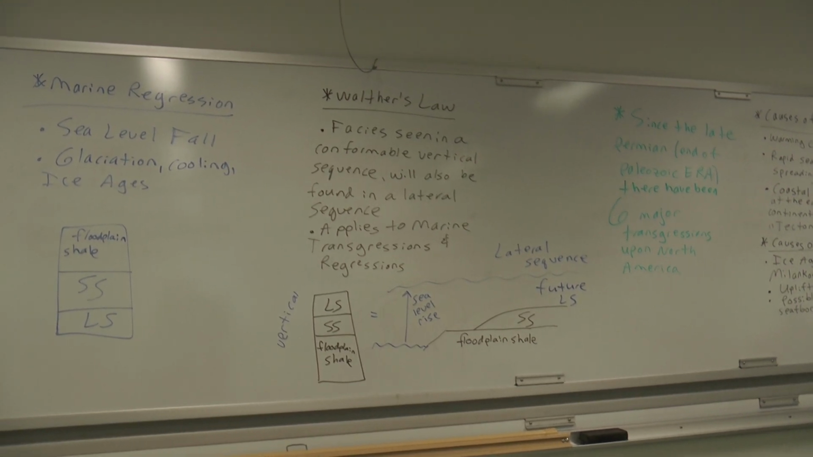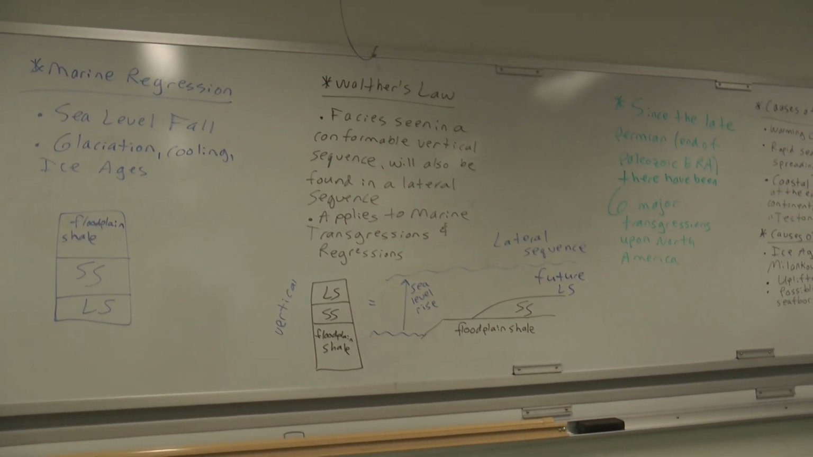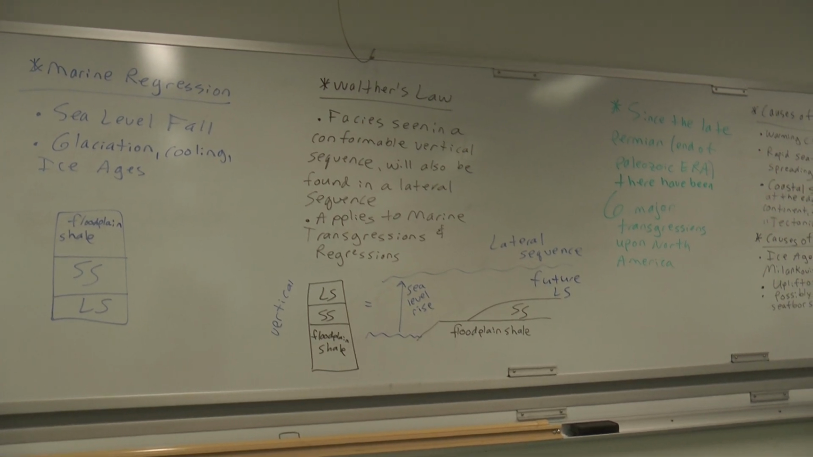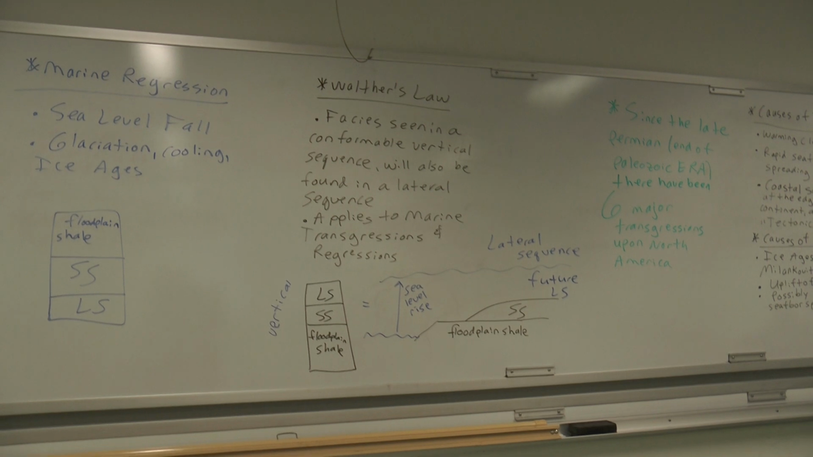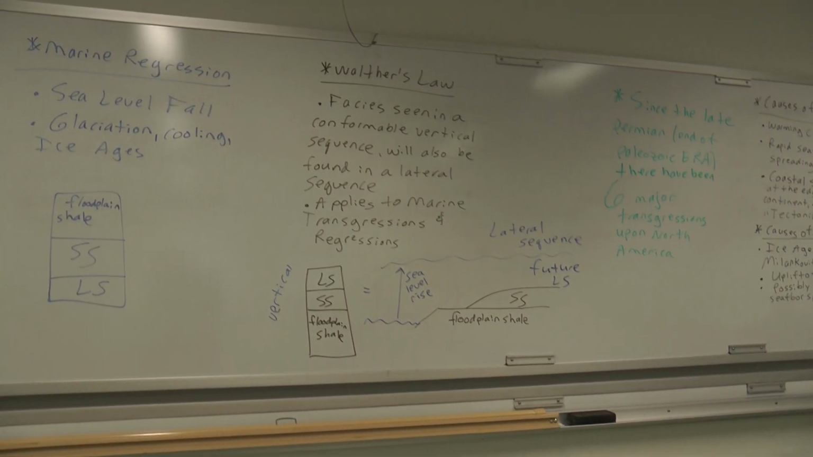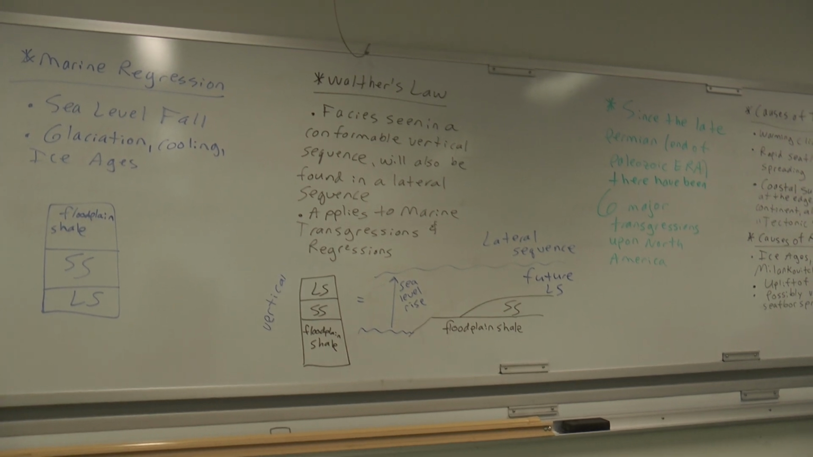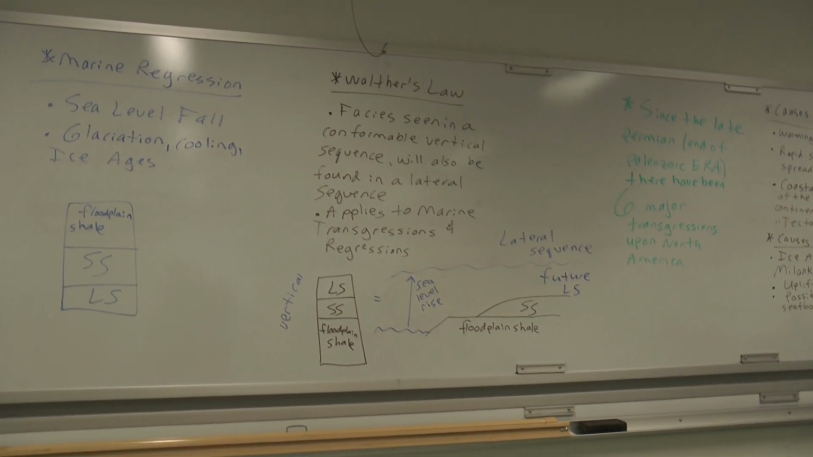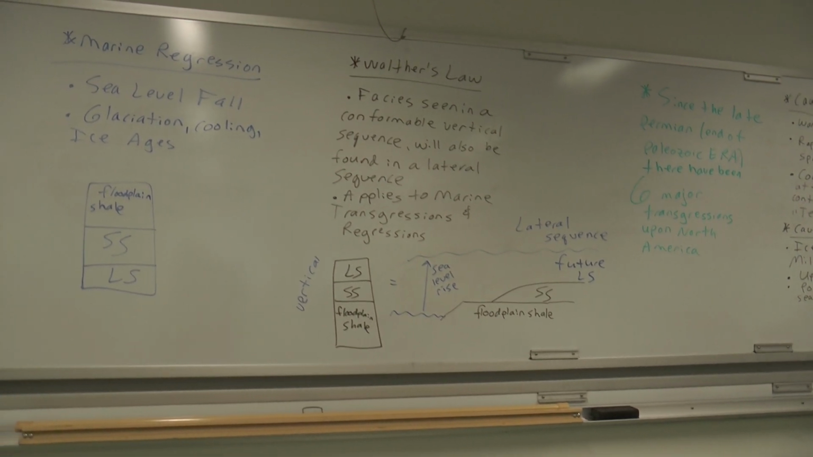What does this say? Well, a facies, sedimentary facies, seen in a conformable vertical sequence, vertical meaning up and down, conformable just meaning that you don't have any unconformities there. Sedimentary facies seen in a conformable vertical sequence will also be found in a lateral sequence. This applies to both marine transgressions and regressions.